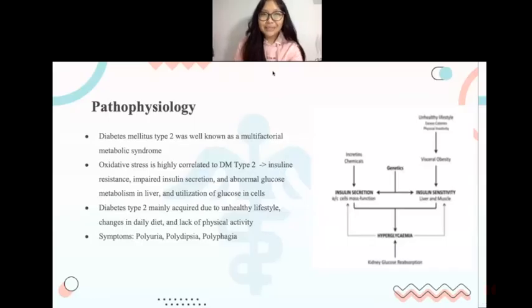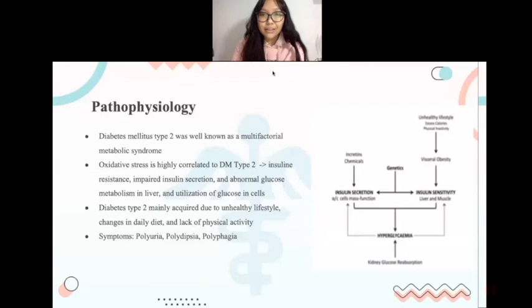Hello doctors and friends, my name is Giovanna Raffensya Purnama with student number 148 and I will explain about the pathophysiology of diabetes type 2. So diabetes mellitus type 2 was known as non-insulin dependent, and it is well known as a multifactorial metabolic syndrome caused by significant increase of glucose and lipid levels in blood. The accumulation of carbohydrate, protein, and fat in our body will disrupt normal metabolic system, resulting in diabetes signs and symptoms such as polyuria, polydipsia, and polyphagia.